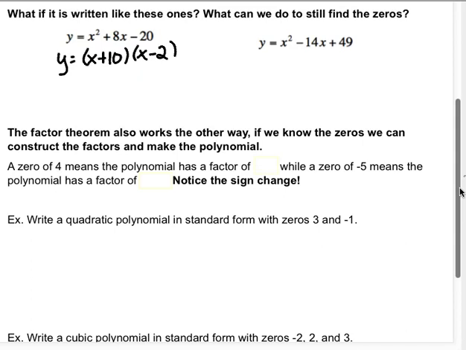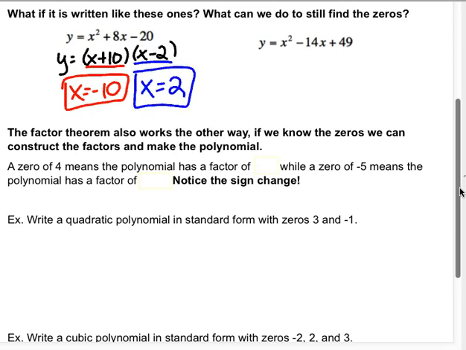To find my solutions for that, well, negative 10 would make that 0. What would make that 0? Well, if x were 2. So again, just like in chapter 4, you can factor these things and then find the zeros from there.